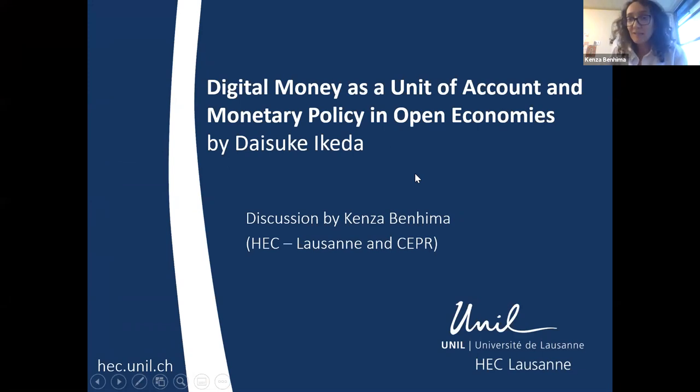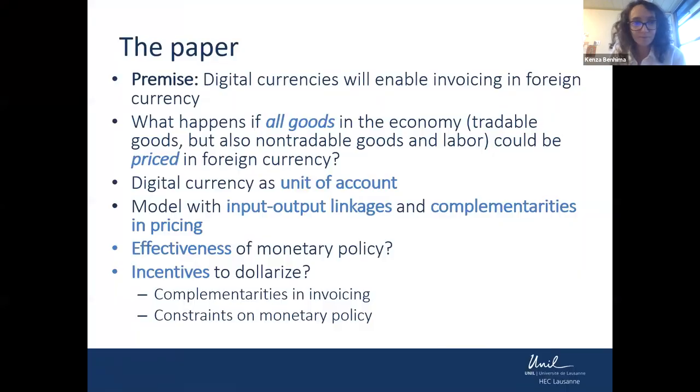Okay, so I would like to thank the organizers for asking me to discuss this paper. I enjoyed reading the paper. It's very insightful, and I especially liked the simple version of the model, and I find the emphasis on the pass-through really insightful. Now, let me summarize the paper.